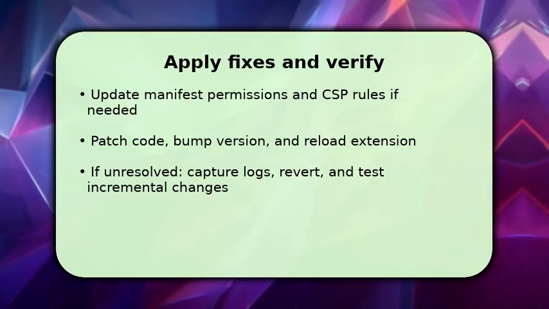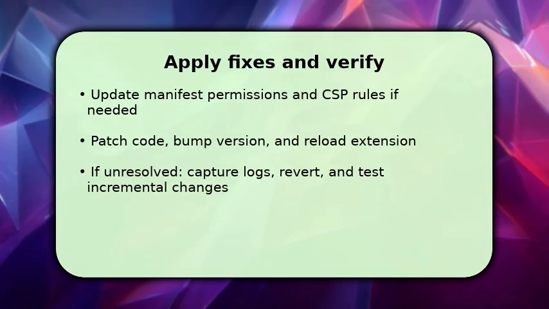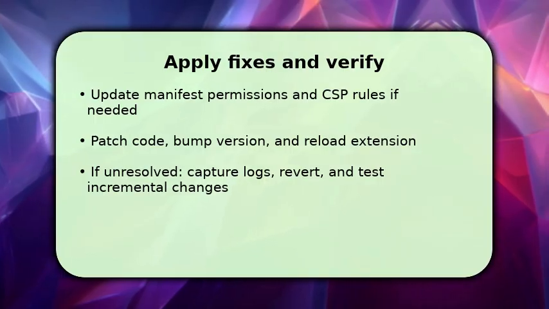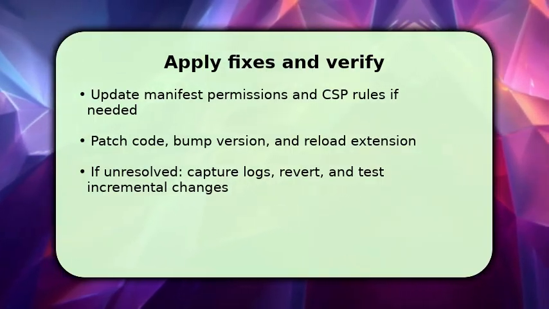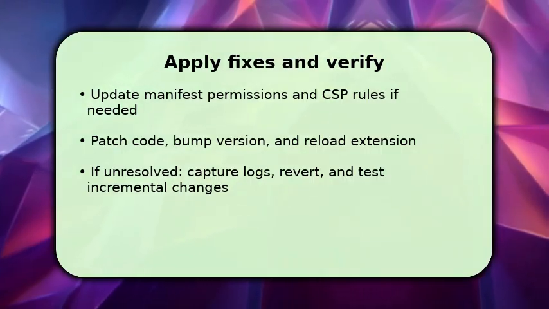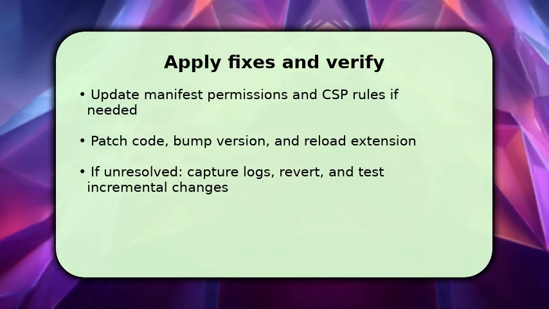earlier. Bump the extension version, reload it in Chrome, chrome://extensions, and run the same reproduction steps to confirm the error is gone. If problems persist, collect console and network logs, revert recent changes to identify the commit that introduced the bug, and apply smaller incremental patches until the extension works.